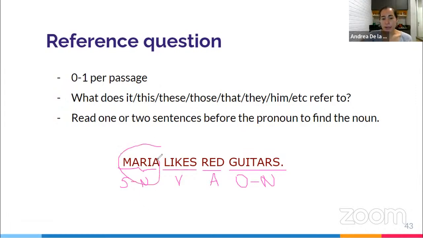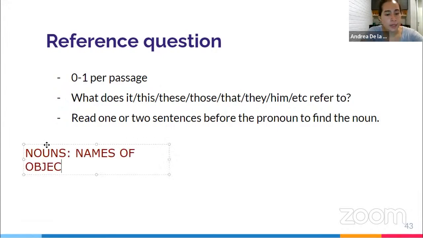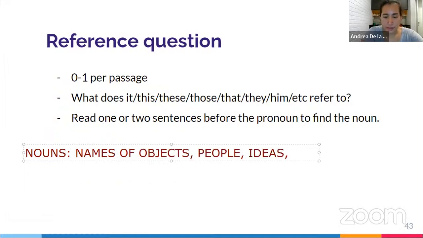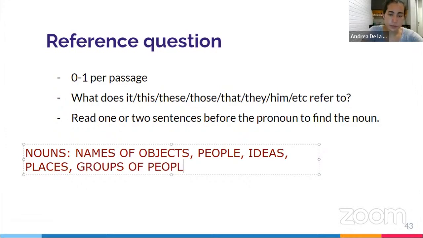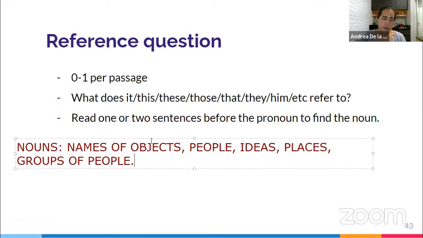So in this case, Maria and guitars or guitar are nouns. So what happens? Nouns are gonna be basically the names of objects, the names of people, names of ideas, of places, of groups of people, right? Those are nouns. Basically the names of everything that are not verbs, that are not actions, and that are not describing something, right? Those are nouns.